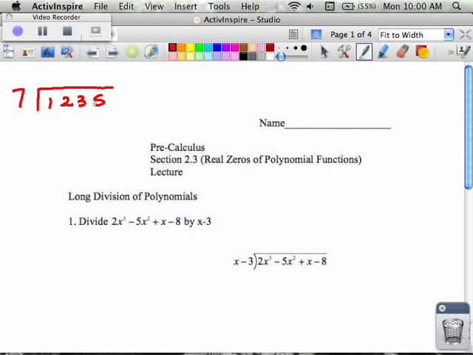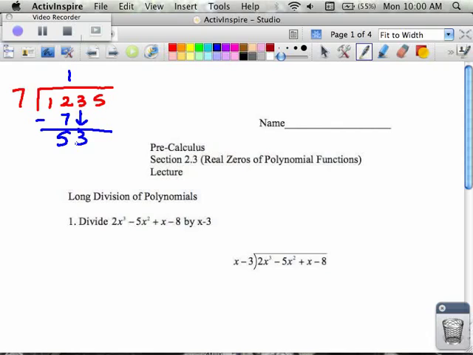So usually what you say is, what do I need to multiply 7 by in order to get 1? And the answer is nothing, it doesn't work. Well, how about 12 then, which are the first 2 numbers? And you're like, oh, I can multiply 7 by 1. And if I do that, then I get 7. And then I subtract. And then I get 5, and I bring down the 3.